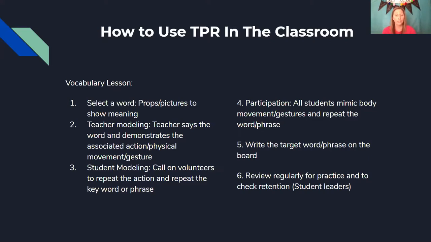Then you would do the teacher mark. The teacher would say the word and demonstrate whatever the physical action, movement, or gesture is with that word. Then you would have modeling. You can call on volunteers to have them repeat the action and repeat the keyword or phrase. Then you're going to ask for participation from the whole class. All students are going to mimic your body movements or gestures and repeat the word or phrase.